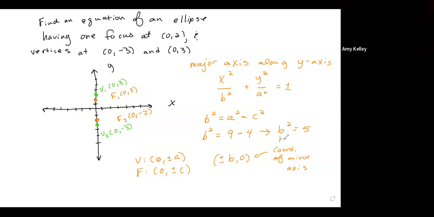Our points would be b equals plus or minus the square root of 5, found by taking the square root of both sides of the equation. So we'll have (square root of 5, 0) and (negative square root of 5, 0). Not precise, but somewhere thereabouts. All right, this allows us to construct the graph. I could have scaled this a little better.